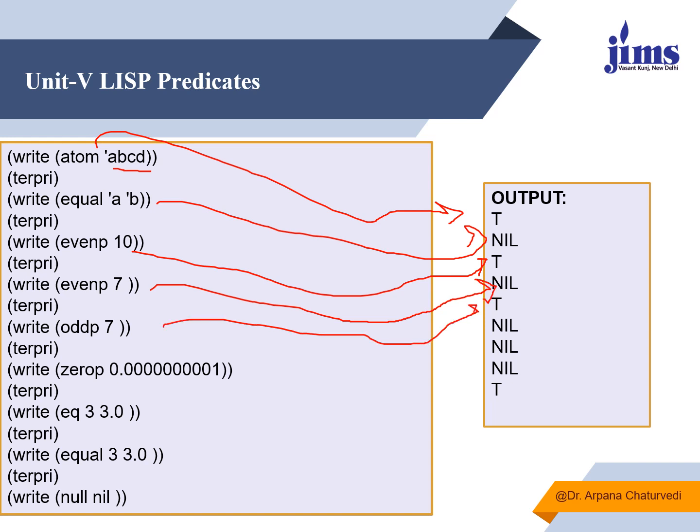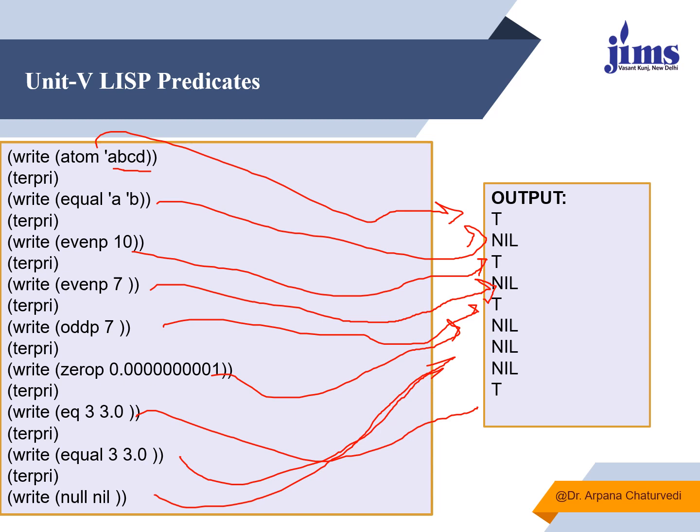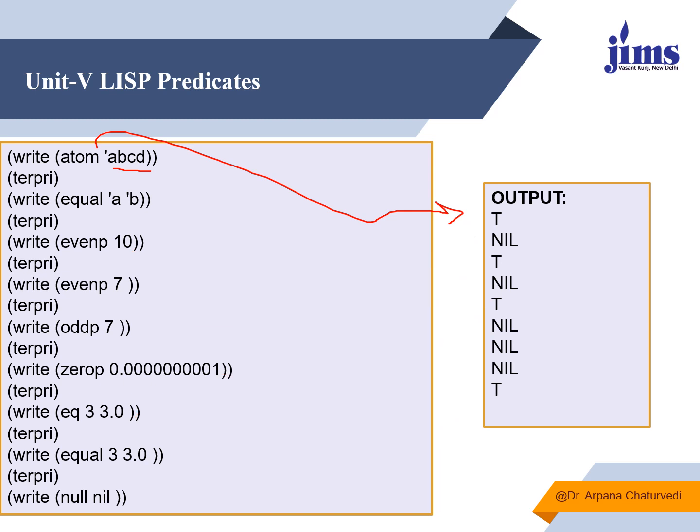Then odd 7. Yes, it is odd. 0p. No, it is not 0. 3 is equal to 3.0, no. 3 is equal to 3.0, no. Null is equal to nil, yes. So here we have learned how the different predicates are used by passing arguments into them.